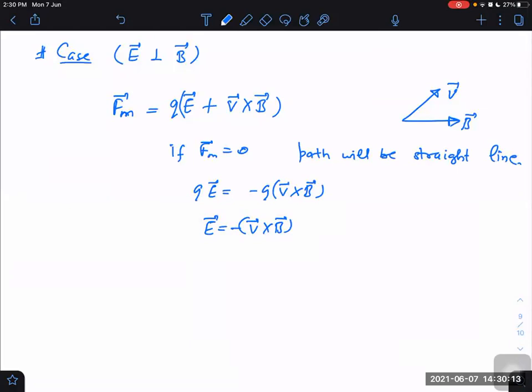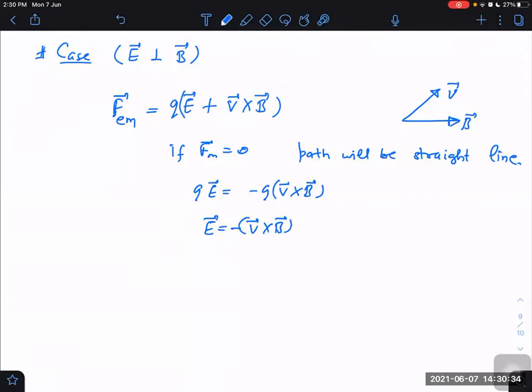Not F magnetic, just F, let us call it F, the Lorentz force. It is the total force now, sir. I wanted to write EM and I just wrote it as an electromagnetic force, which will include the electric force and the magnetic force.